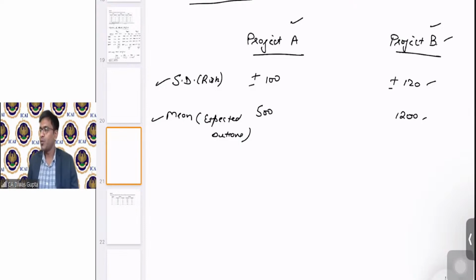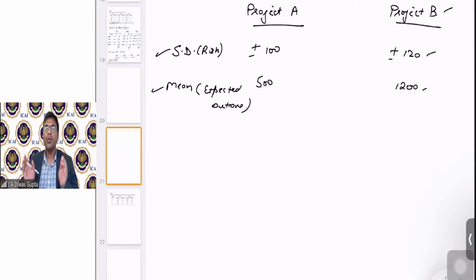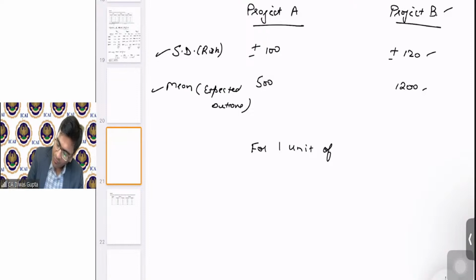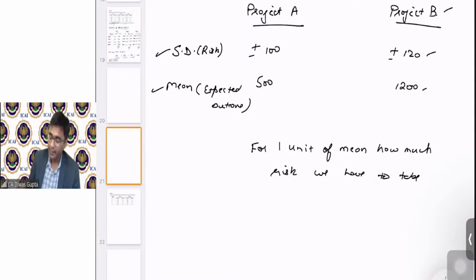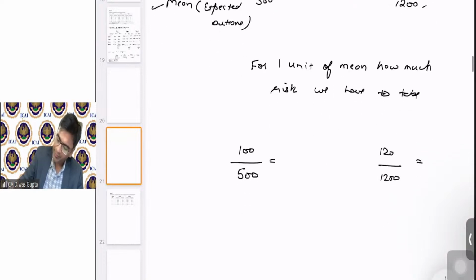Perfect. So hear me out now, students. While you analyze this, don't you think you have to come to a common unit between these two projects? What will be that common unit? For 1 unit of mean, how much risk we have to take? This is very layman language I'm writing, okay? For 1 unit of mean, that means in division we have to take mean, how many units of risk do we have to take? 100 and 120. Can we divide and calculate?